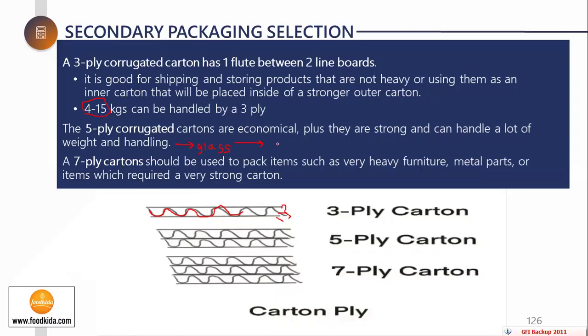So you then have 48 such pouches, and sometimes the total goes to about 24 kg, 25 kg. So in that case, what happens? You go for a 5-ply carton. Okay, you go for a 5-ply carton.